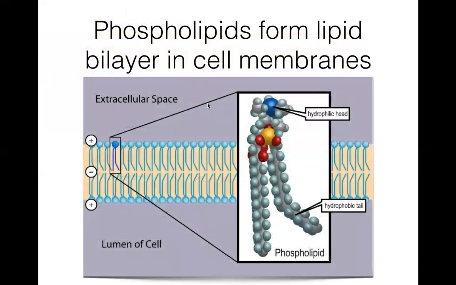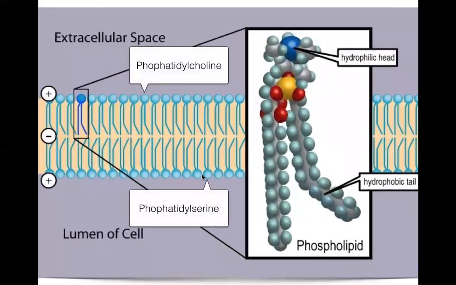Like what I said earlier, phospholipids form the lipid bilayer in the cell membrane. As you can see in the orientation here, the polar heads are oriented towards the aqueous environment, whereas the non-polar tails are oriented towards each other. Now take note that the composition of the outer leaflet is different from the composition of the inner leaflet.